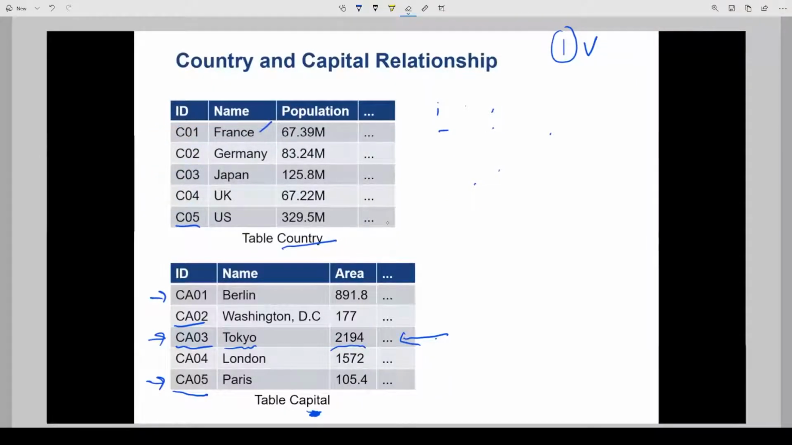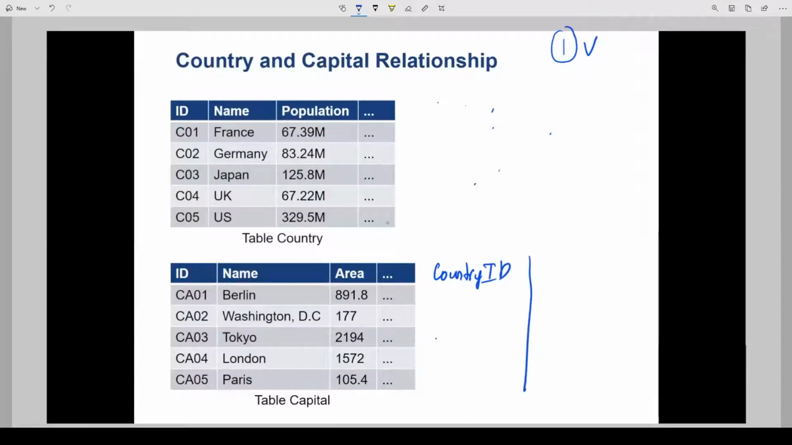So instead of putting the capital ID, how about this one? We put the country ID in here. So let's see. We know that Berlin is the capital of Germany, so the ID is C02. Good. Washington, C05. Tokyo, C03. London, C04, and Paris, C01. Oh, we can store the data.